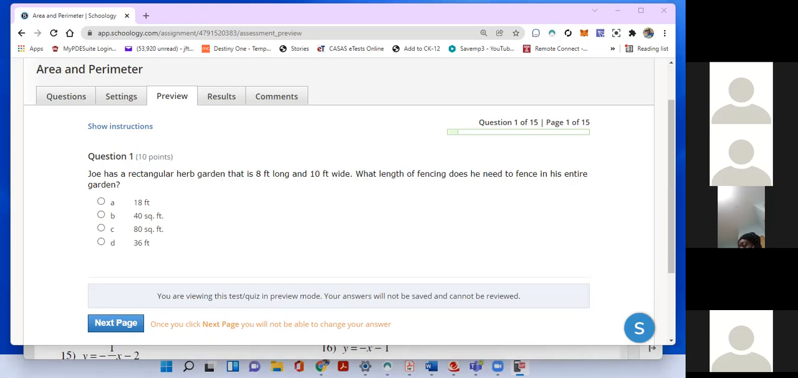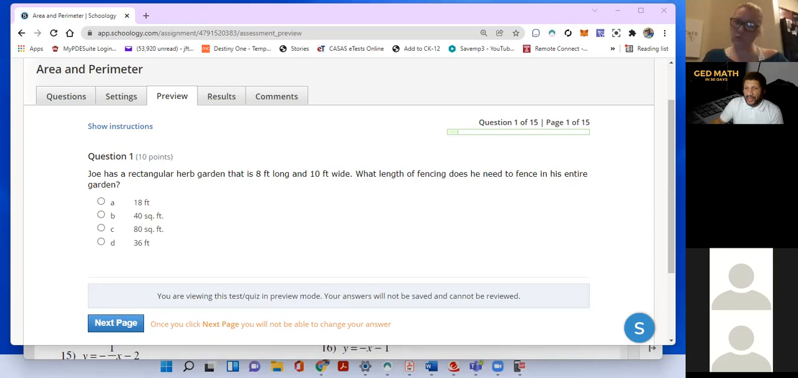Because first we got to identify what type of problem it is. Is this an area or perimeter problem? Read it and put it in the chat. Send me your answer in the chat. Is it area or perimeter? Or if you don't know, put IDK.